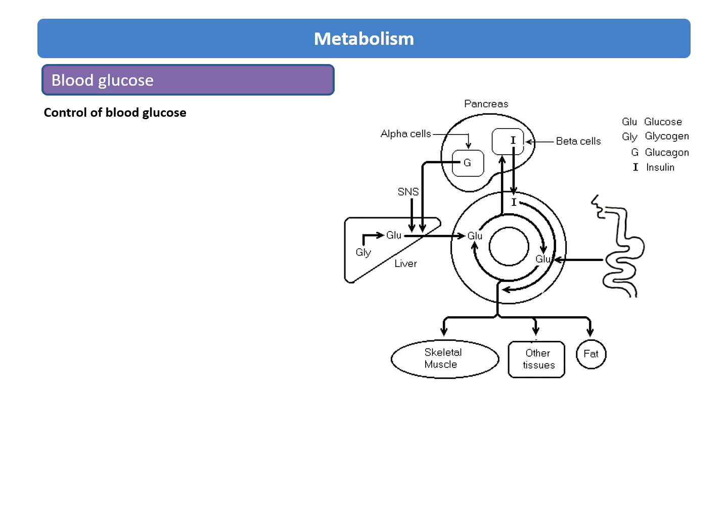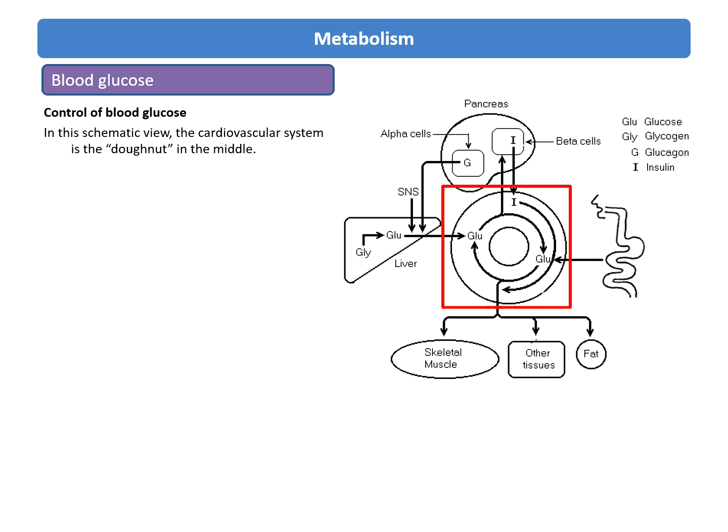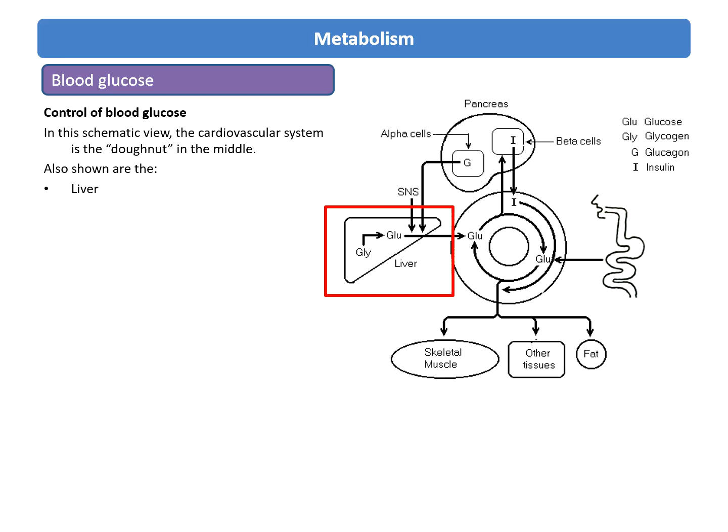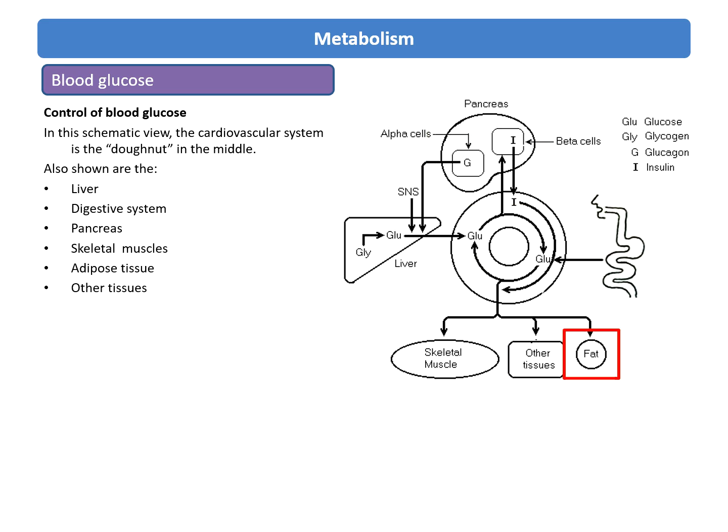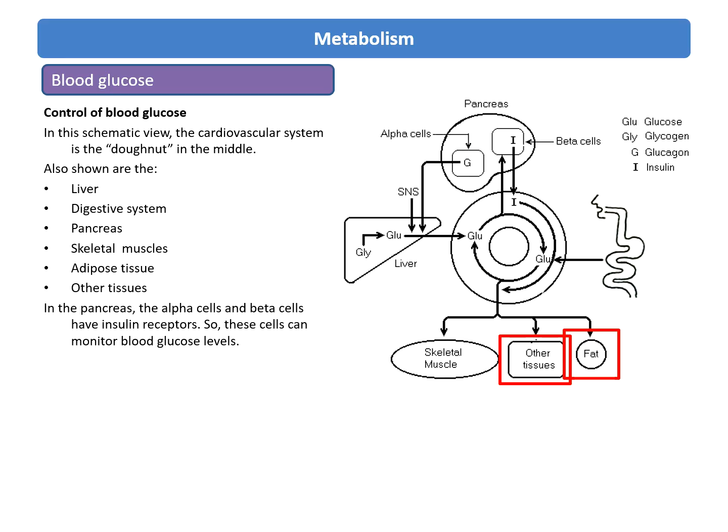Let's look at the control of blood glucose. This is a schematic view showing the cardiovascular system as the donut in the middle. Also shown are the liver, the digestive system, the pancreas, skeletal muscles, fat, and other tissues. In the pancreas, two types of cells that we're dealing with are the alpha cells and the beta cells. These cells have glucose receptors, so these cells can monitor blood glucose levels.